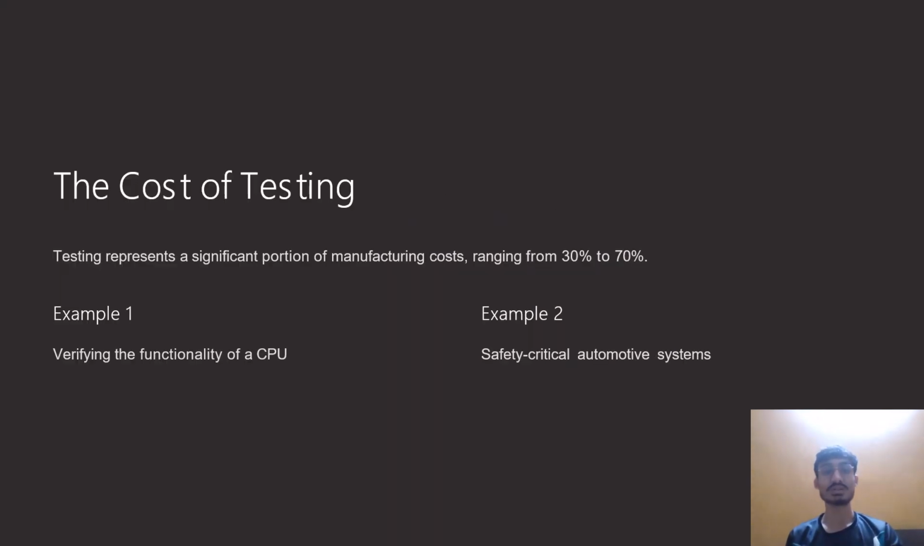The cost of testing. Testing represents a significant portion of manufacturing costs, ranging from 30% to 70%. Example 1: verifying the functionality of a CPU. Example 2: a safety critical automotive system.